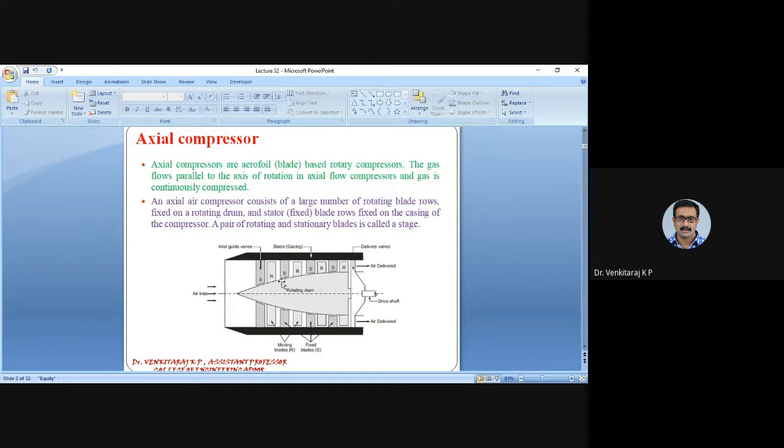So this is how the air is compressed in one stage, and as it flows through the successive stages, it gets more and more compressed, and finally it attains the required pressure, which is the defined pressure ratio of the compressor. So this is how an axial compressor operates.